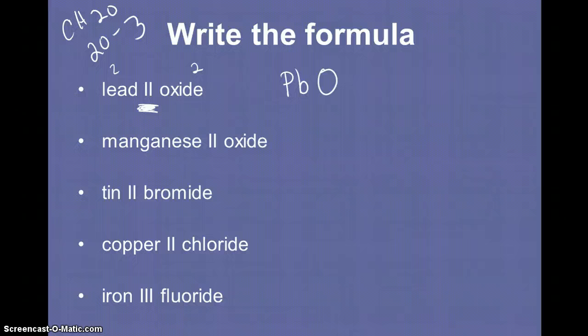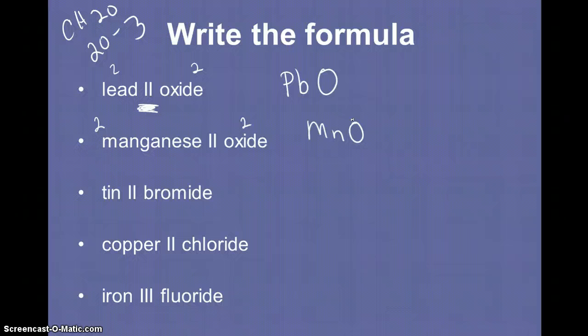So now let's take a look at the next one, manganese, Roman numeral 2 oxide. So that's telling me manganese, the scientist is choosing the oxidation state of 2. Oxide is our oxygen, probably have that memorized by now, has an oxidation state of 2. And now to write manganese oxide, again, they would cancel out, and there you have it.